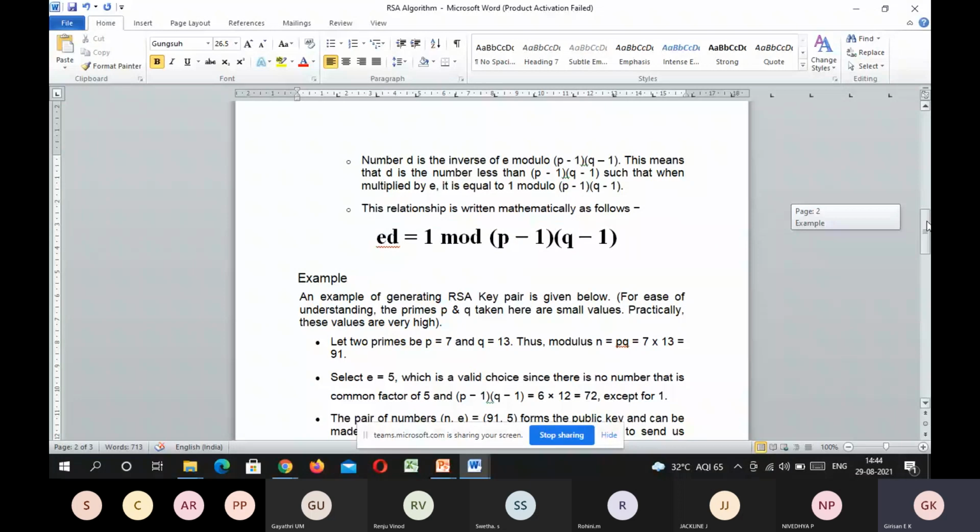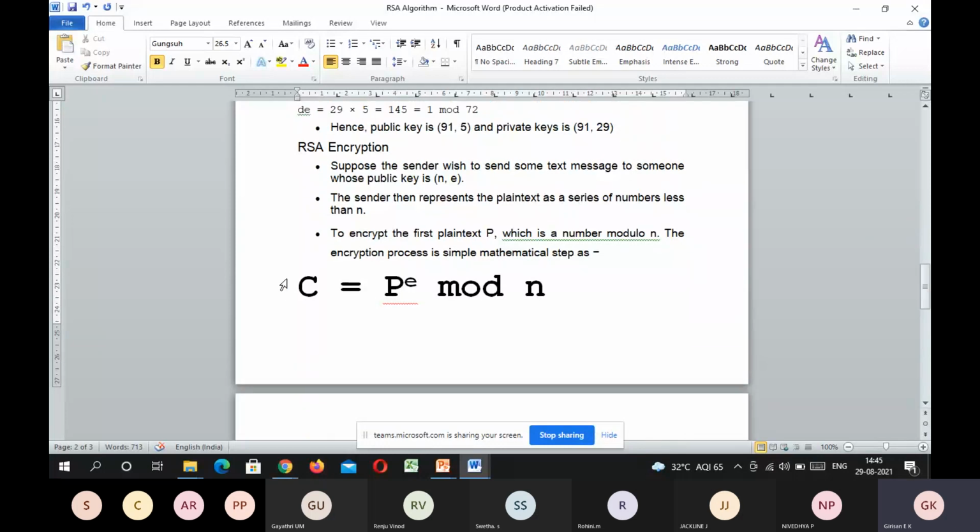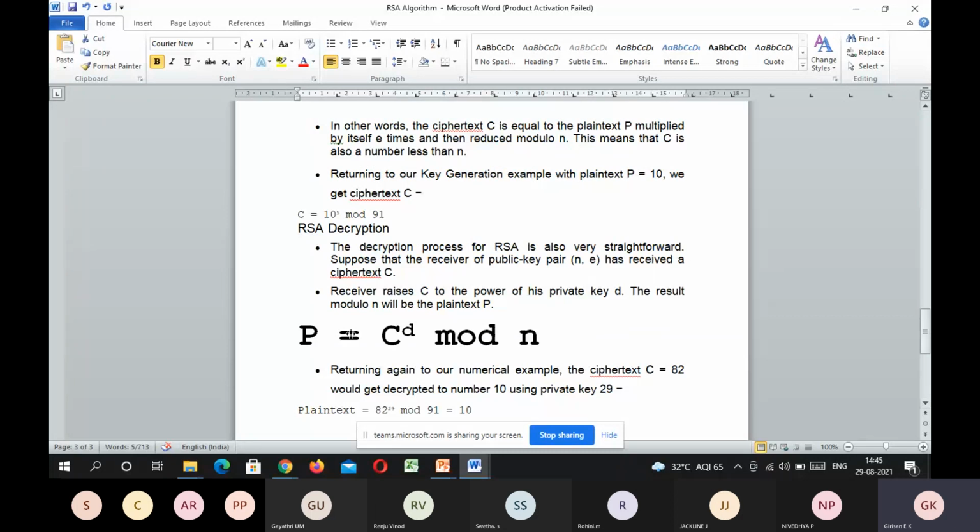Next, calculate the ciphertext. Perform the encryption using the parameters P, E and N as C is equal to P power E mod N. That is the fifth point. And the sixth point is, in order to perform the decryption, we need the ciphertext, the private key, and the value of N. So the plain text is calculated, that is, decryption is done by P is equal to C power D mod N. Can you all understand?